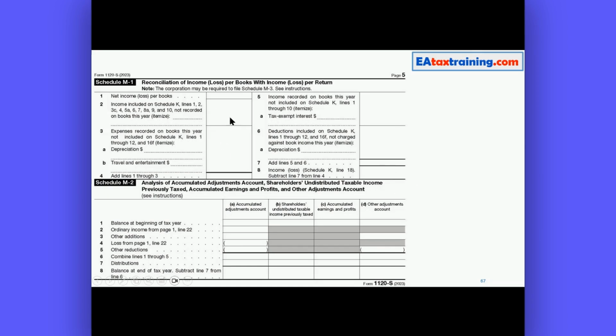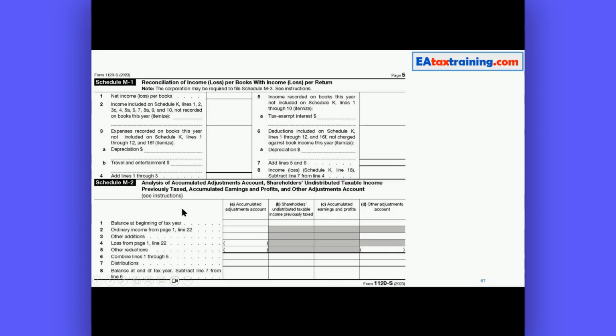So this is taking into account all of the income and loss items from the corporation, whether they are included on page 1 in the normal trade or business income or whether they are separately stated items on Schedule K. They all get included here. So we're going to reconcile our book income to that total number from Schedule K.